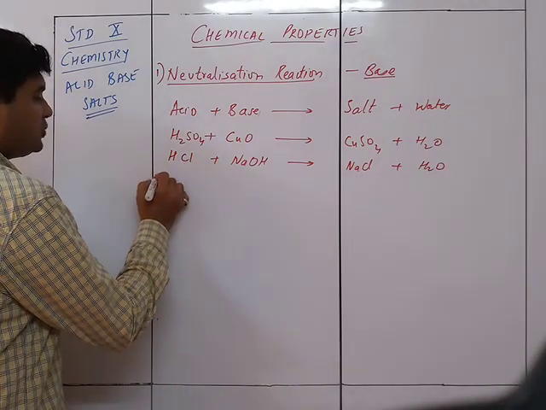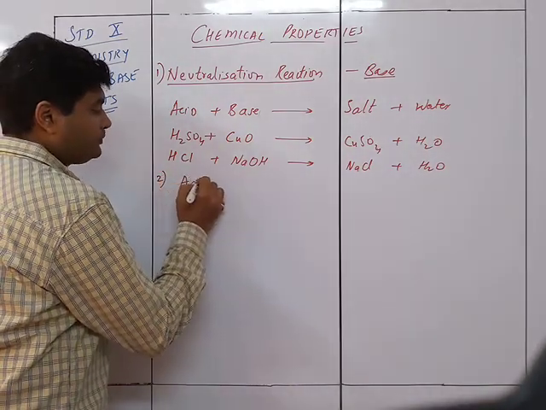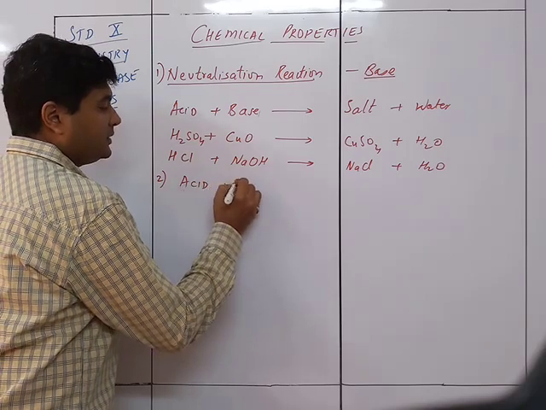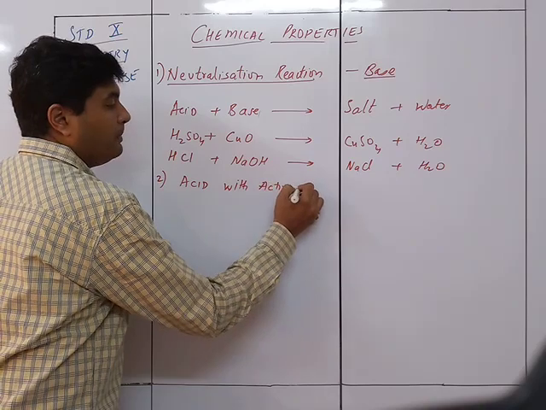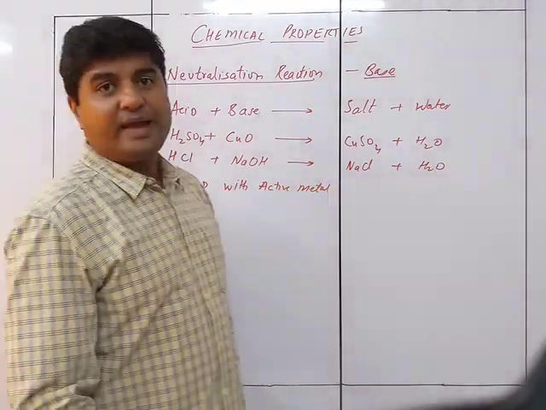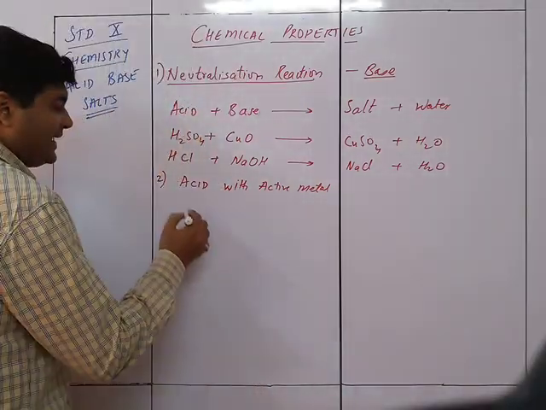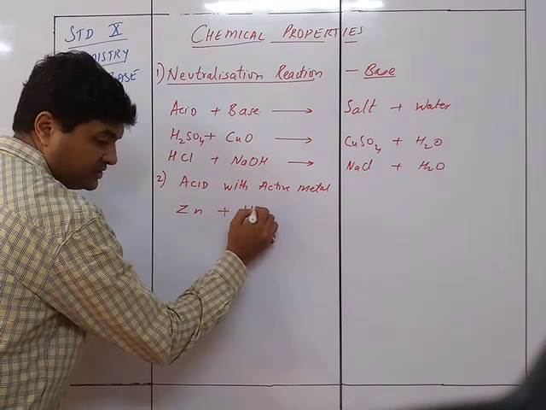Now we come to the next one, and that is reaction with active metals. Acid with active metals. So what happens when acid reacts with active metal? So we see an active metal. Let's take Zn as an active metal. It is reacting with HCl.